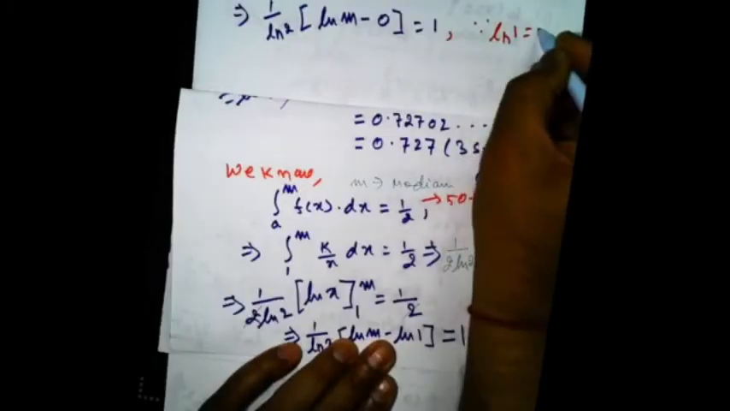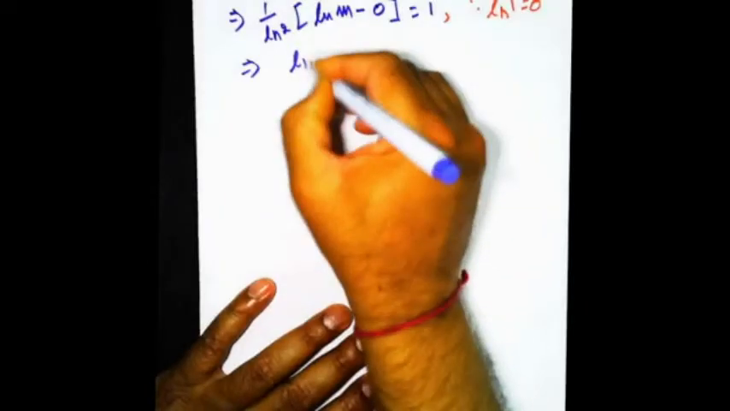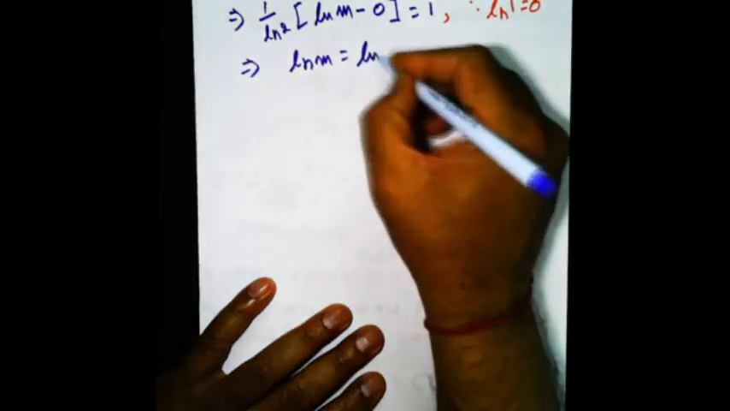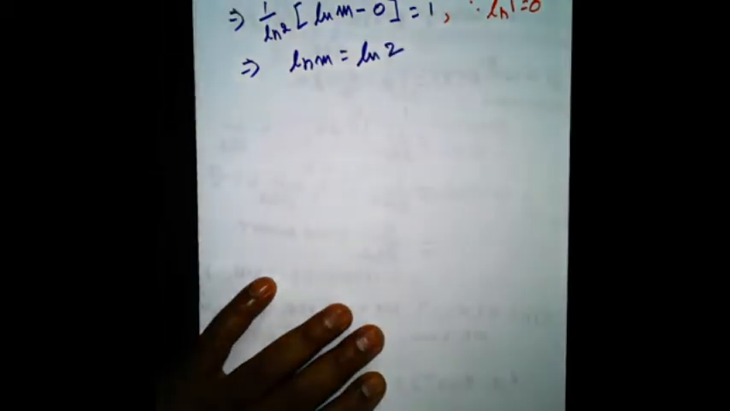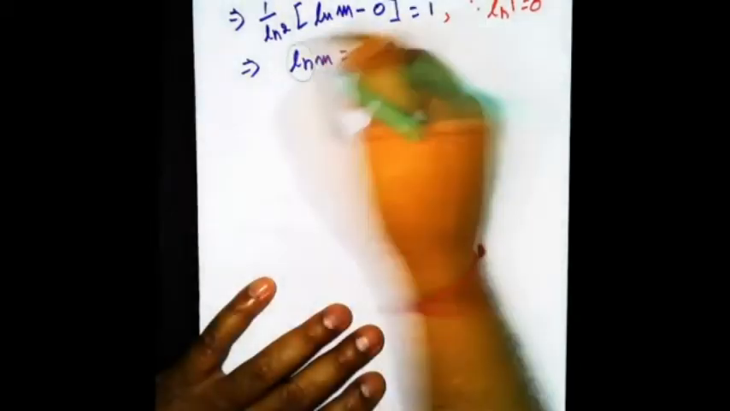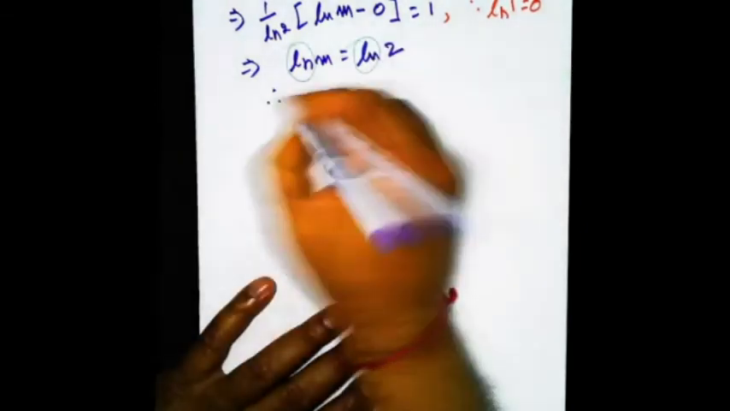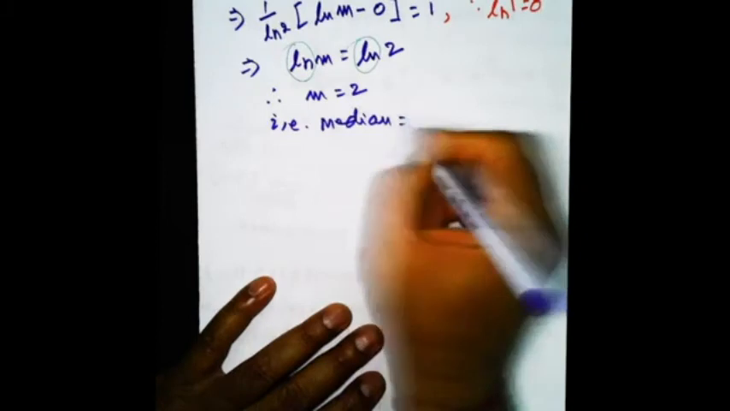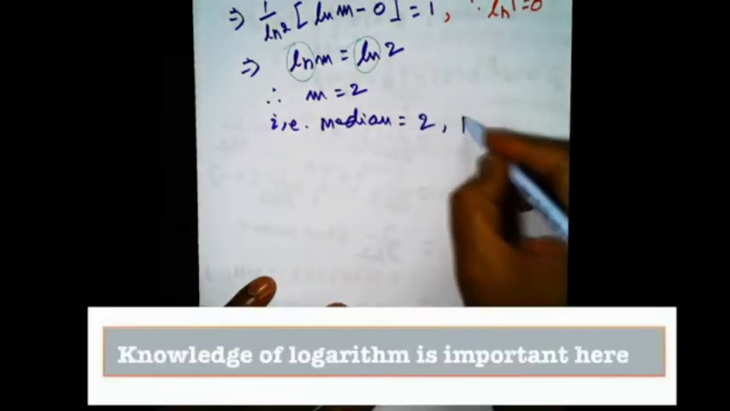1 is 0. Finally we have ln m equals, if you transpose this to the right, it's going to be ln of 2, and then from both sides you can eliminate ln and ln, therefore m equals 2, that is the median is 2, hence proved.